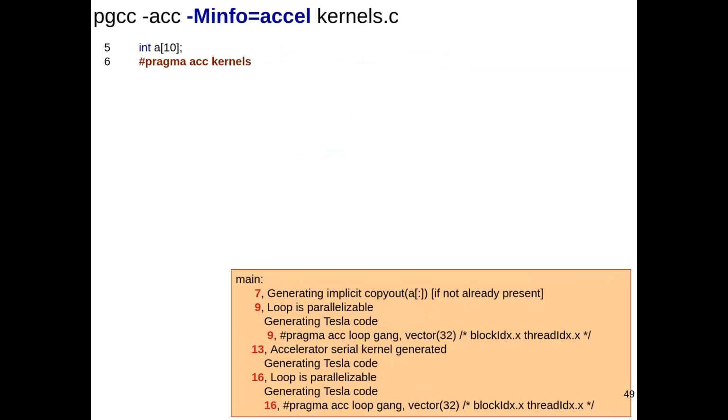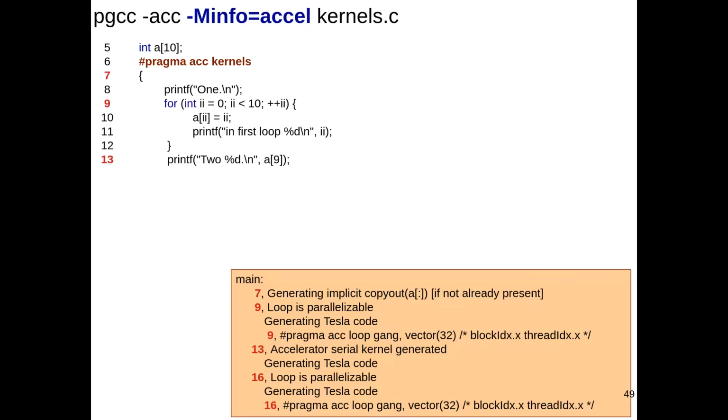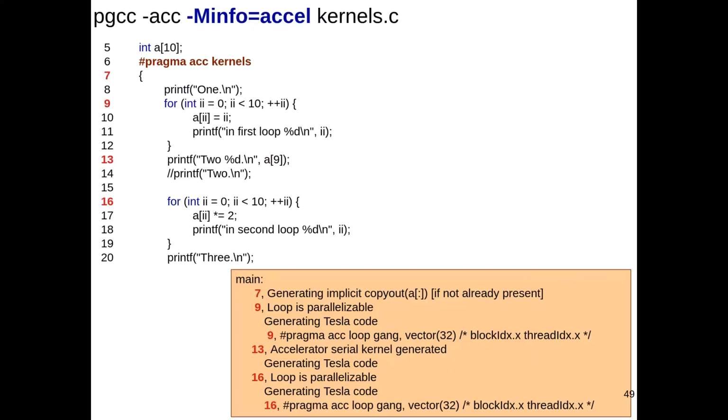Let's say that I have declared an array A of 10, and then I have this ACC kernels, followed by this printf 1, followed by the for loop, which has the first loop, then 2, which has a dependence on A of 9. Then there is a comment, specifying when you don't have the dependence, and then there is a loop, the second loop, followed by printf 3. So this was our code.